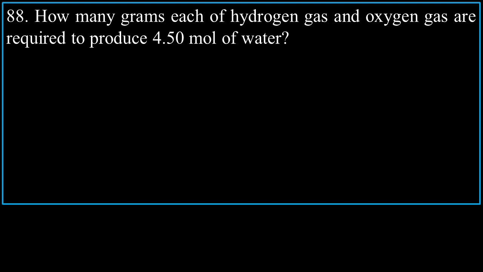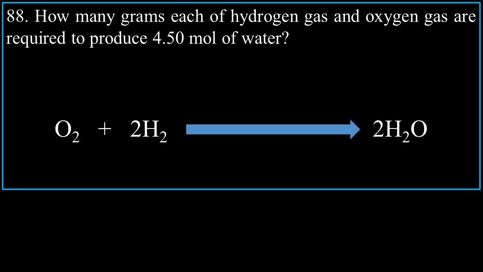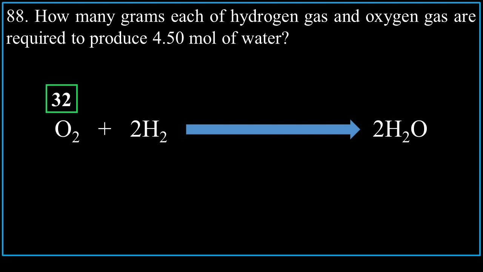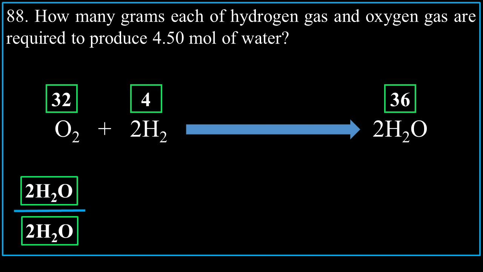How many grams each of hydrogen gas and oxygen gas are required to produce 4.5 moles of water? There's the balanced stoichiometric equation. You know it's going to be 32, 4, and 36 up top, those are going to be the values. But I just need to do oxygen and hydrogen, 32 and 4. I'll do 36 too, but I don't think I need to do that. How many grams of each to produce 4.5 moles of water? Yeah, so I'll need to do water as well.